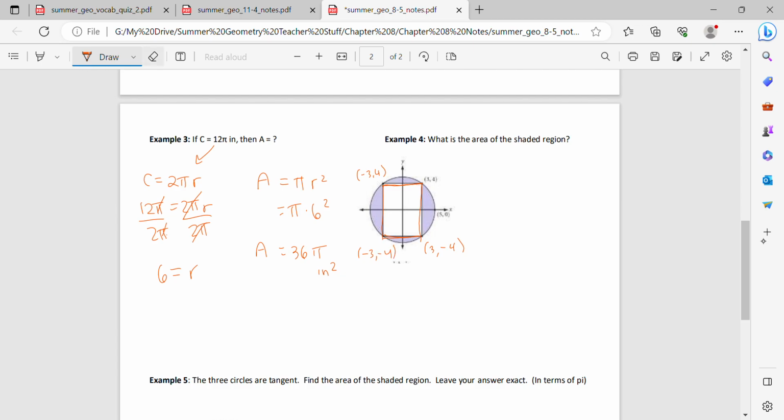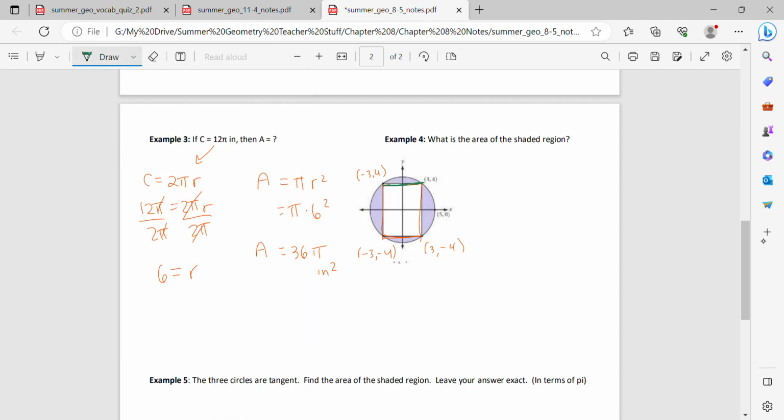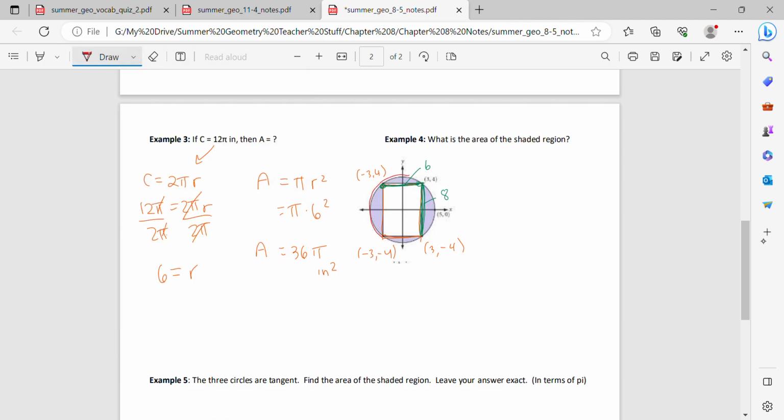And that helps us because now we know the side lengths of our rectangle. This goes from negative 3 to positive 3, so that has a length of 6. And this goes from positive 4 to negative 4, so this has a length of 8. I also noticed that we have a circumscribed circle, and we have this point here on the circle, which is 5, 0. Now the circle is centered at the origin, and so if this point is 5, 0, that means the radius of our circle is 5.